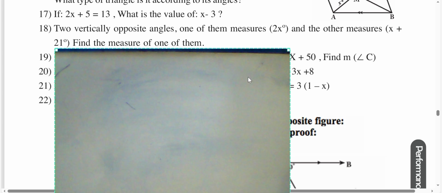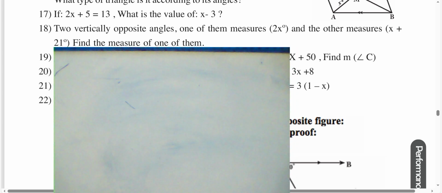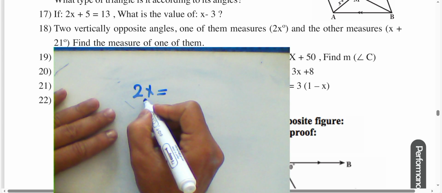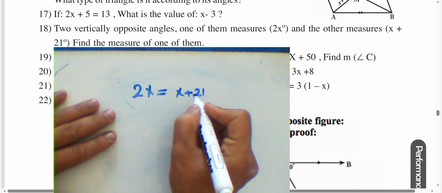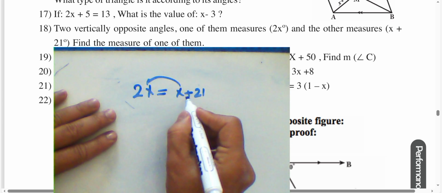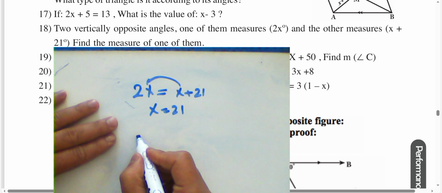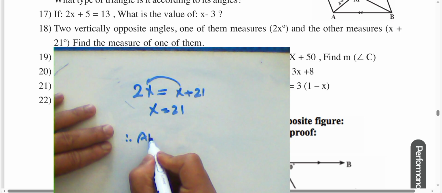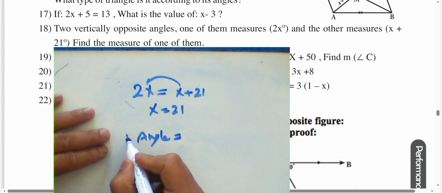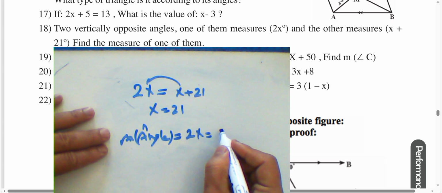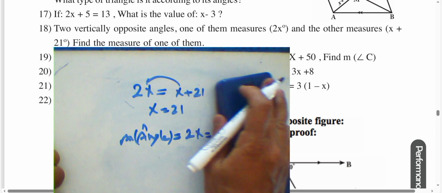Next question. Two vertically opposite angles, one of them is 2x and the other is x plus 21. Find the measure of each one of them. Okay, the vertical opposite angles, the first is 2x and the second is x plus 21. We can solve the equation, move x here, 2x minus x equals x, then x equals 21. The measure of the angle is 2x, or x plus 21. Then 2x equals 2 times 21 equals 42. Then the angle will be 42 degrees.